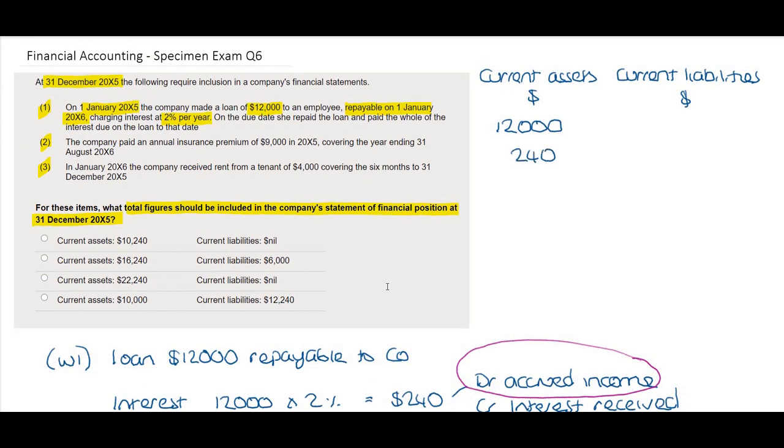In our second issue, it tells us that the company paid an annual insurance premium of $9,000 in 20X5, covering the year ended to the 31st of August 20X6. So once again, we can set up a working, and this time we should use a timeline so that we can see what's going on within the year.